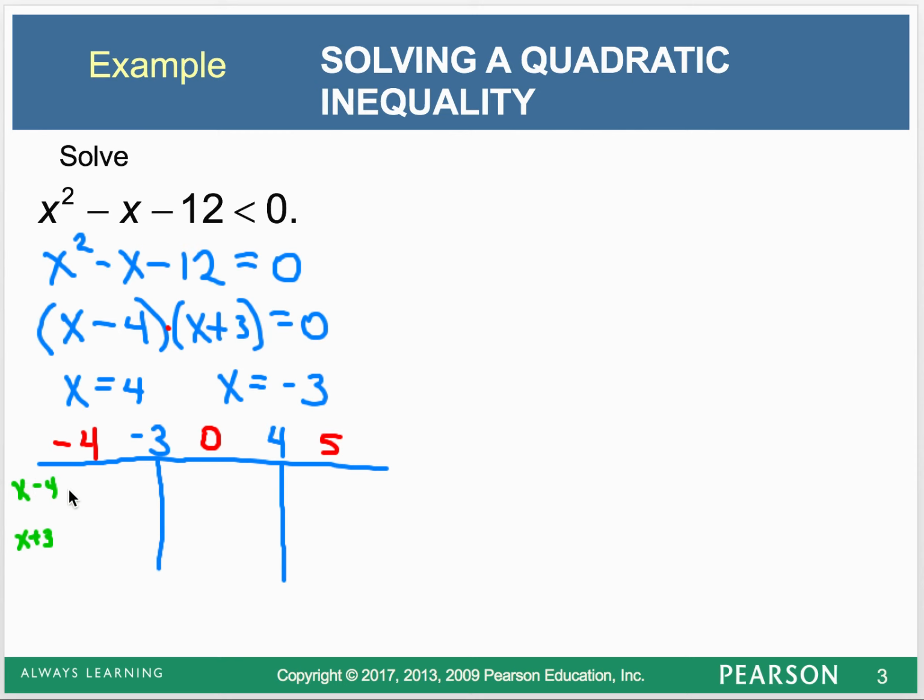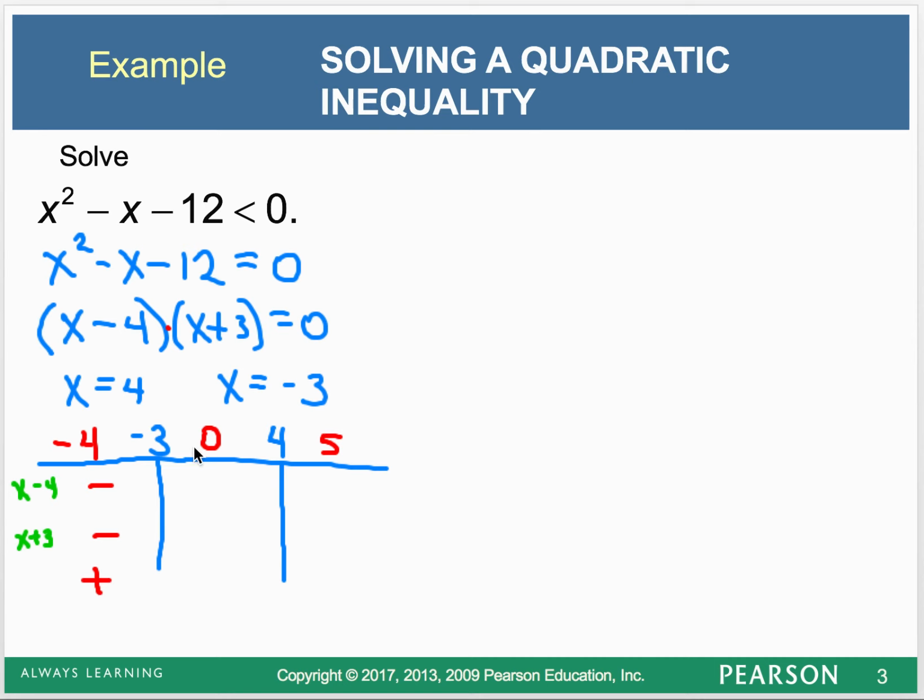-4 minus 4 is negative. I don't care what number it is. I just want to know if it's negative or positive. And think about this. It wouldn't matter what number less than -3 I plug in. If I plugged in -20 minus 4, it's still negative. -4 plus 3 is negative. So in this section, I would have a negative number times a negative number. This is positive.